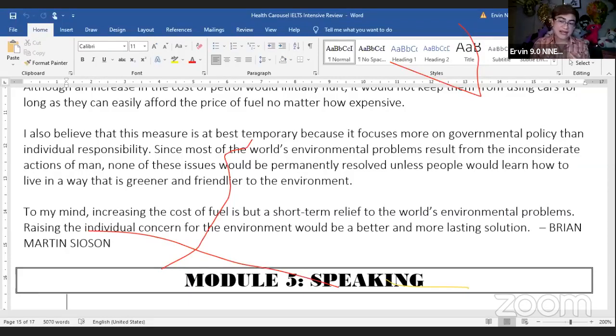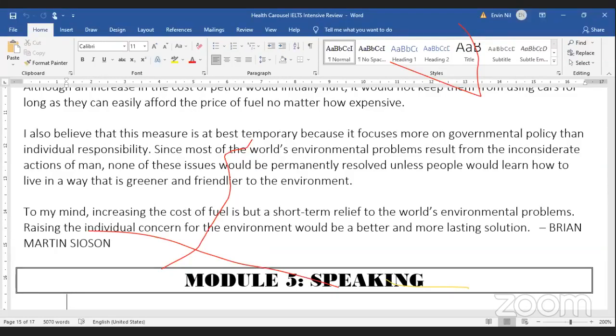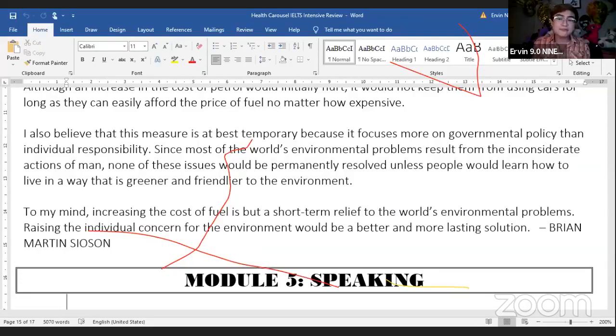The point of Brian here is, you want to address the problem of the environment, then don't come up with new laws. What do you do? You change the mindset of people. Because if you're able to do something like that, you ask people to live in such a way that is friendlier, greener to the environment, then you don't have to make laws anymore. Because people do it out of their own will, voluntary, so to speak. Now let us move on to Brian's conclusion.